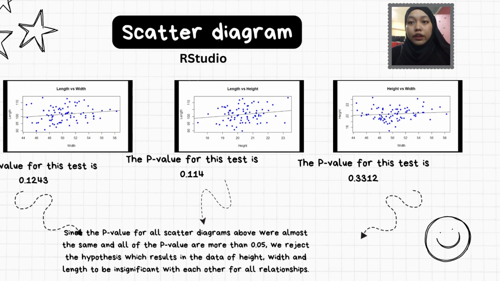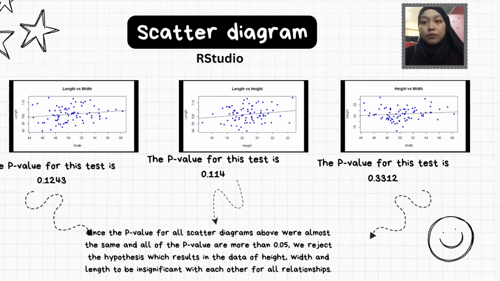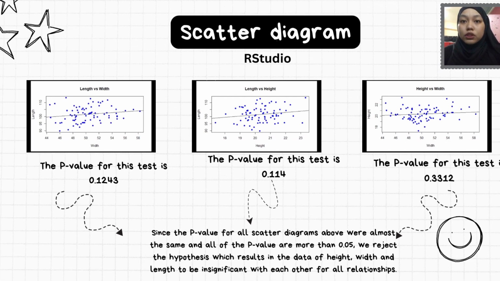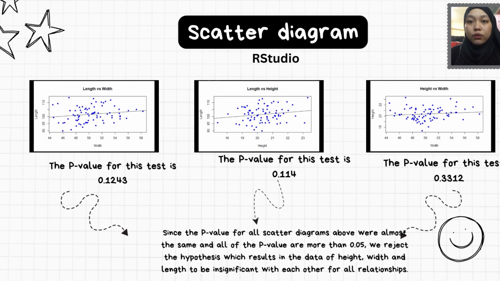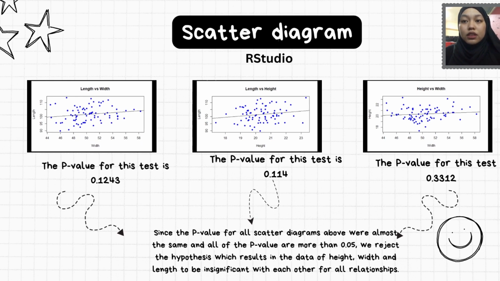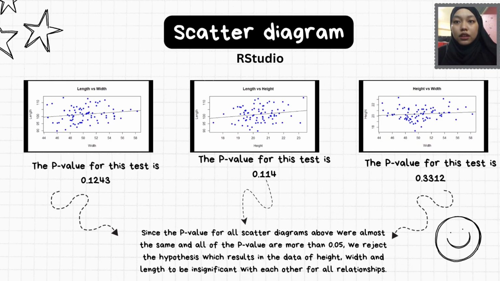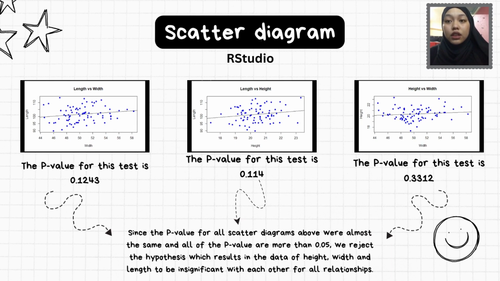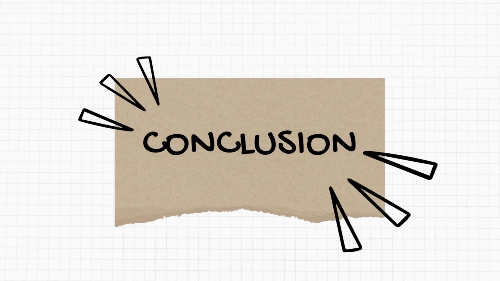For the scatter diagram, we used RStudio programming as the platform. Based on all the charts shown, all the p-values are almost the same, and all the p-values obtained were more than 0.05. Hence, we reject the hypothesis, which results in the data of height, width, and length being insignificant with each other for all relationships.